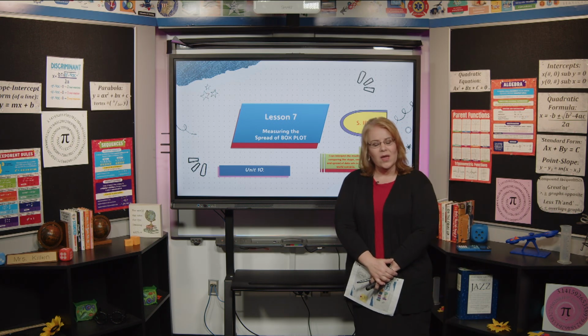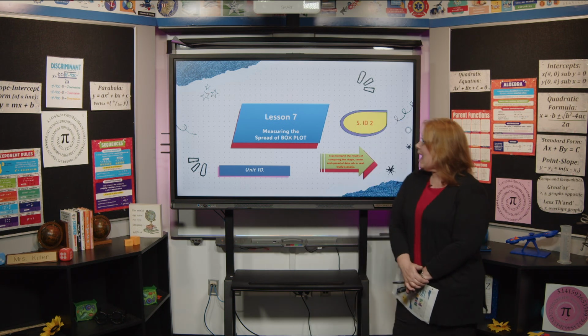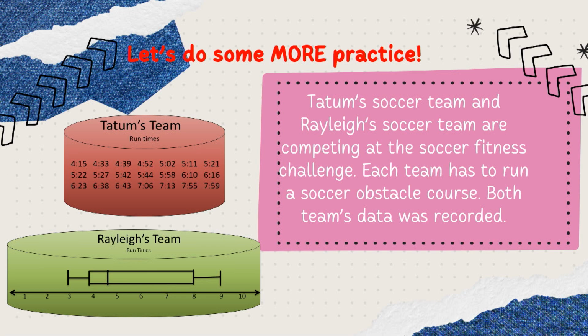Killen here at MPB. We are in Unit 10, Statistics with One Variable. We're looking at Lesson 7 today, which is measuring the spread of a box plot. I can interpret the results of comparing the shape, center, and spread of data sets in real-world scenarios. We are still looking at S-ID.2. So let's go ahead and jump in and see what we've got. Let's do some more practice.